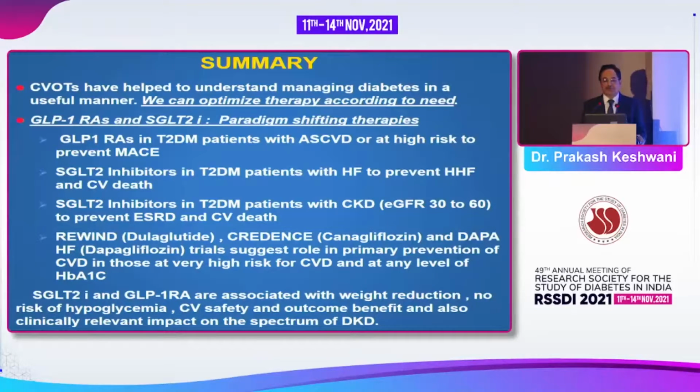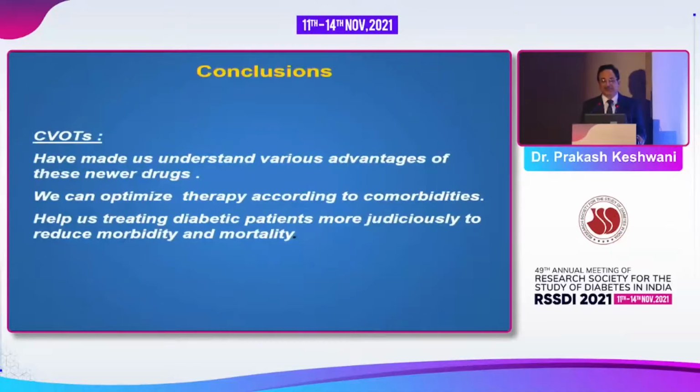GLP-1 receptor analogs and SGLT2 inhibitors have come as paradigm shifting therapies, and they are associated with weight reduction. There is no risk of hypoglycemia, and cardiovascular safety and renal benefits are there. To conclude, we can say that CVOTs have made us understand various advantages of these newer drugs. We can optimize therapy according to the comorbidity. These CVOTs help us treating diabetic patients more judiciously to reduce morbidity and mortality.